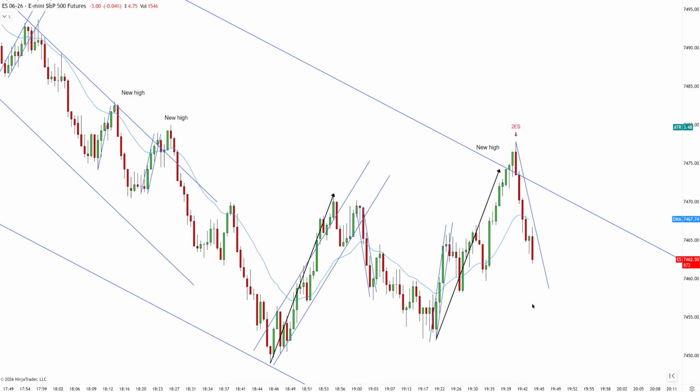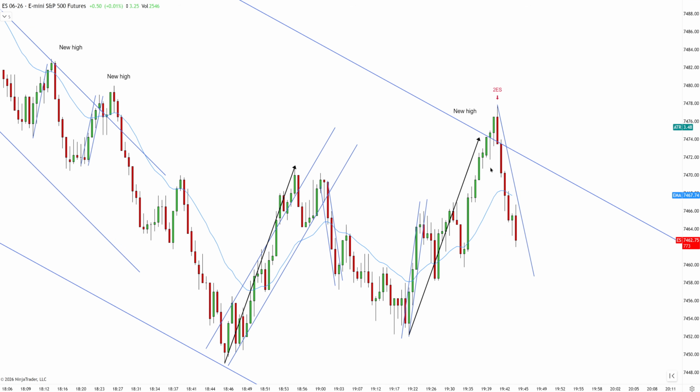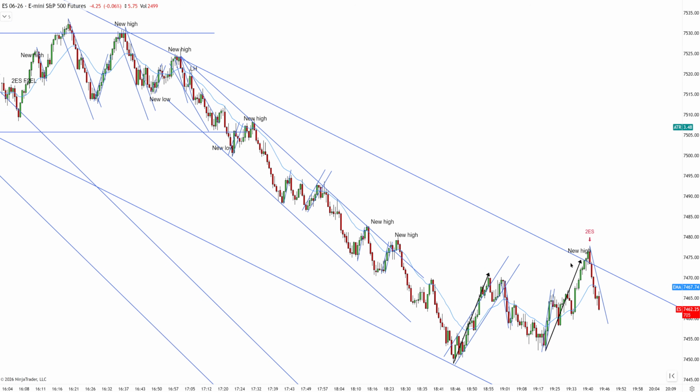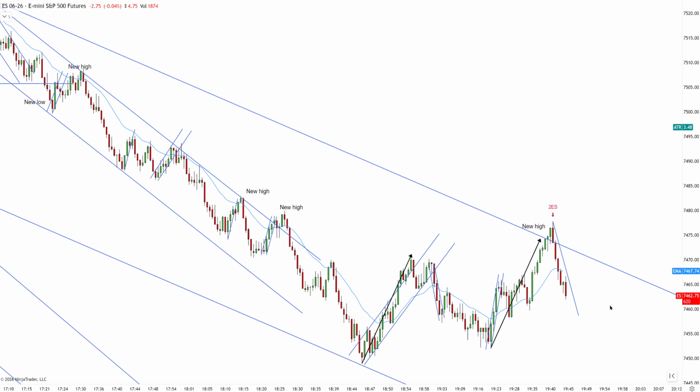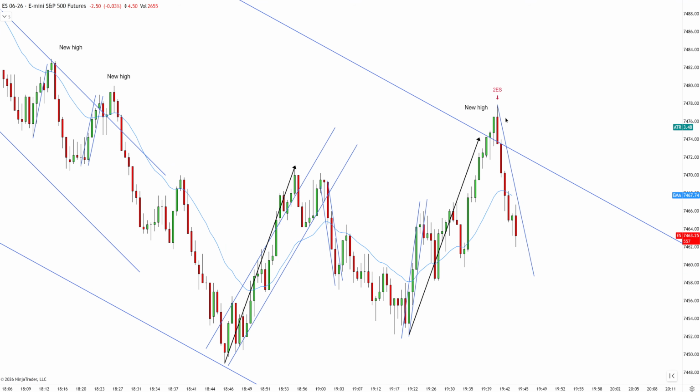I came back from my break. We have very broad two-legged pullback. We have break of the downtrend. I expect brand new push phase, which we have, very decisive pushback below EMA. This is very strong looking. So hopefully we're going to get second entry short at the EMA to capitalize on the new push phase starting.